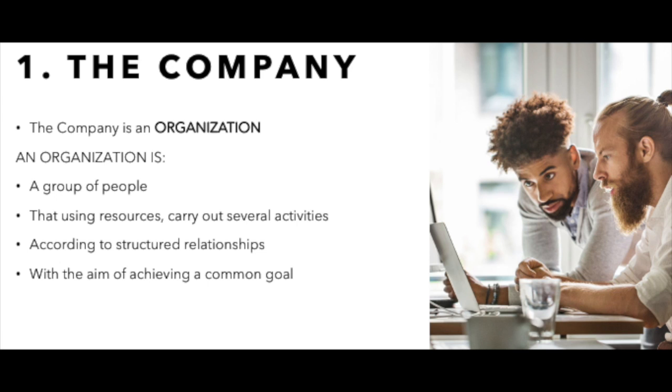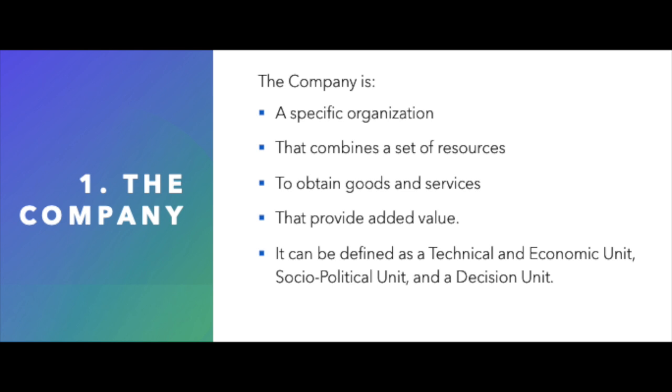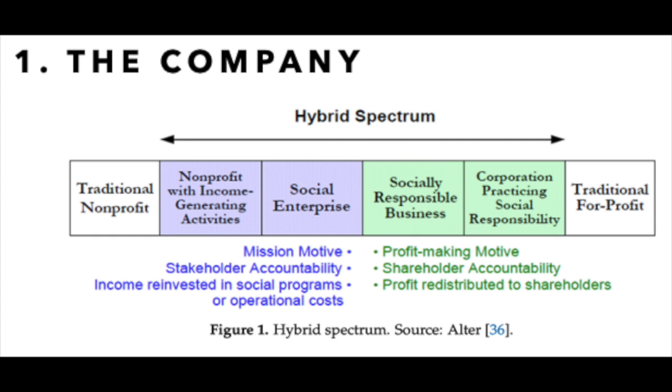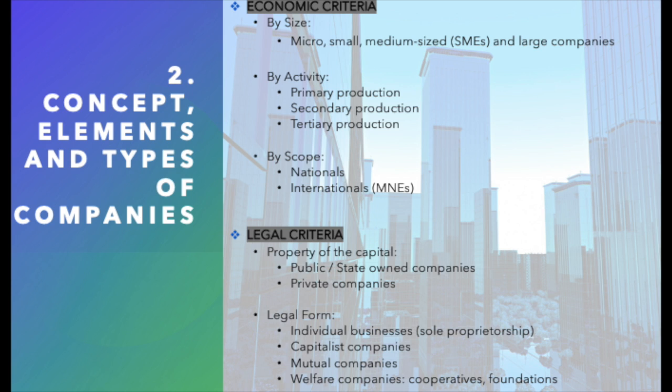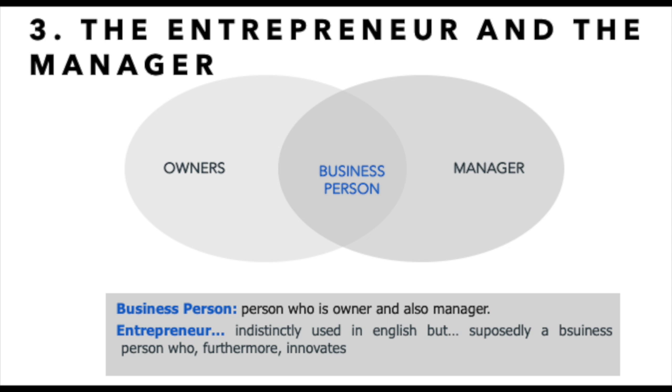In lesson 1, we firstly looked at what the company is. It's an organization that combines a set of resources. Then we looked at the different types of companies that there are. The different hybrid of companies can be either traditional or not. Then we looked at the elements of a company, either the people and the economic goods. Then we also looked at the legal criteria and the economic criteria. And we also looked at the difference between owners and managers in a company.